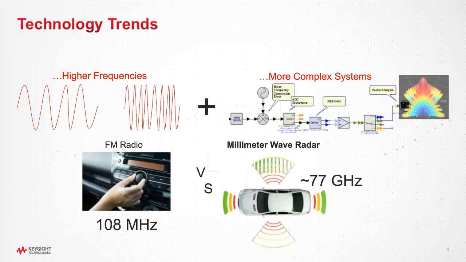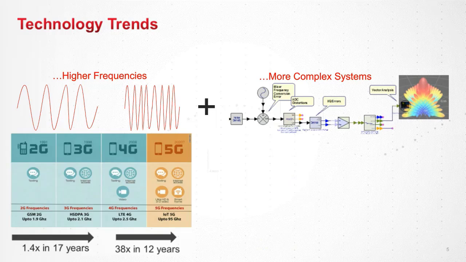So if you think about the difference in complexity, first of all, the higher frequency is a pretty big difference, between 108 megahertz and 77 gigahertz. But also just the complexity of the system: an FM radio versus a millimeter wave parking assist or a self-driving vehicle. That's a huge amount of complexity. That's going to be a recurring theme here when we think about why we're going to wafer scale packages. And I've got more examples if you're working in the commercial cellular space.